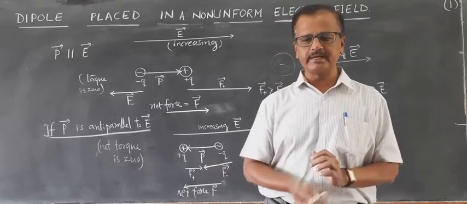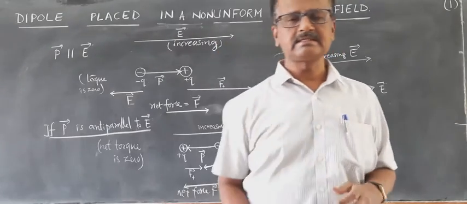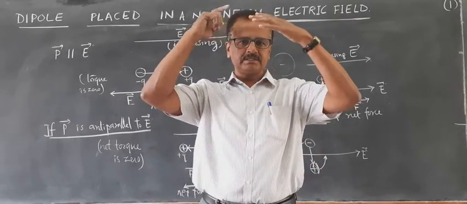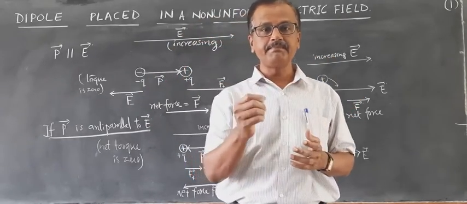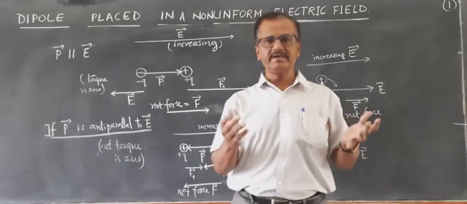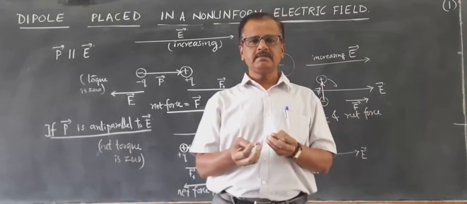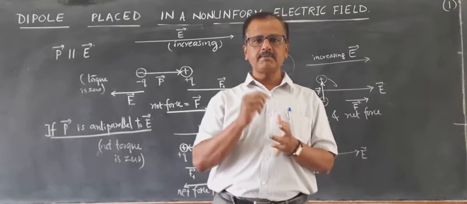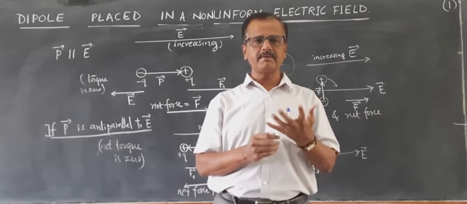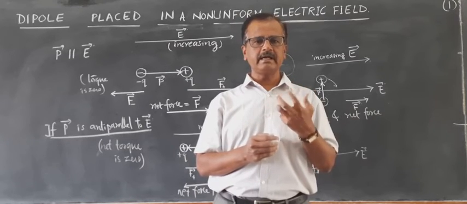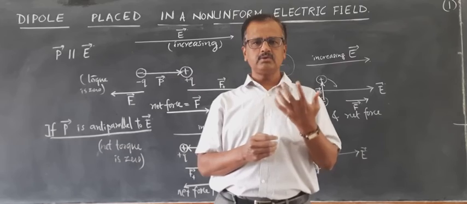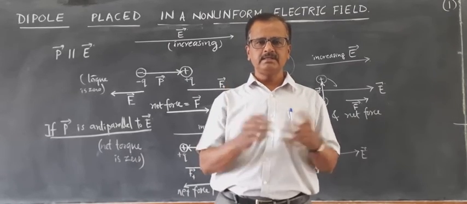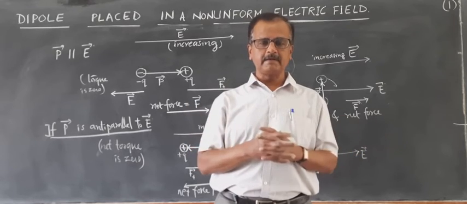To give you one good example, a very familiar example: when we take a plastic comb and rub it against dry hair and bring it near pieces of paper, what do we observe? The pieces of paper jump and get attracted towards the plastic comb. The plastic comb is electrified. It is a charged one. So when a charged body is brought near the pieces of paper, the pieces of paper are neutral.